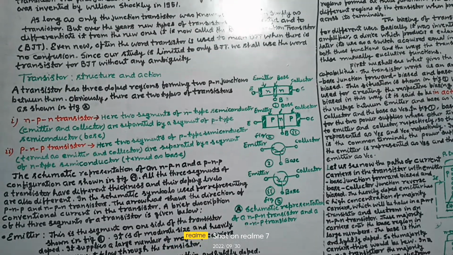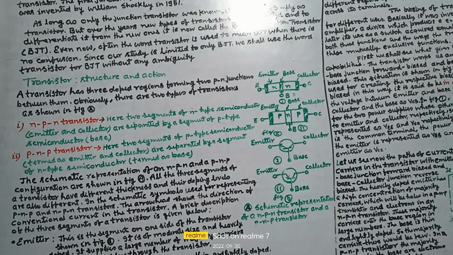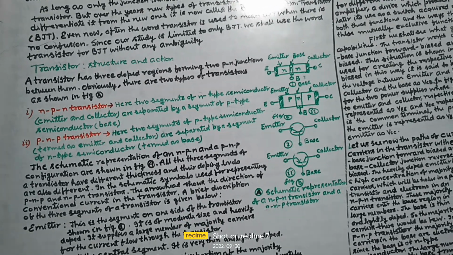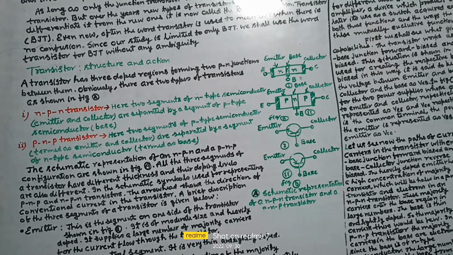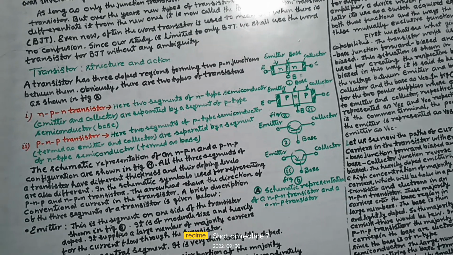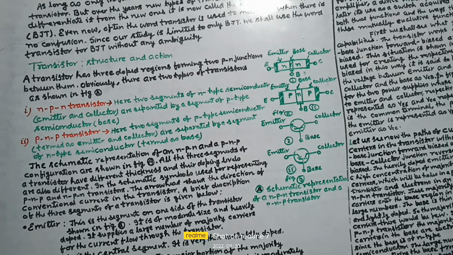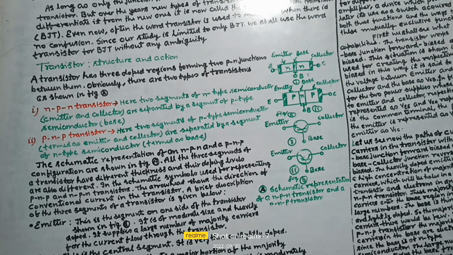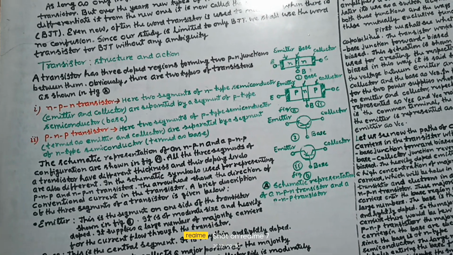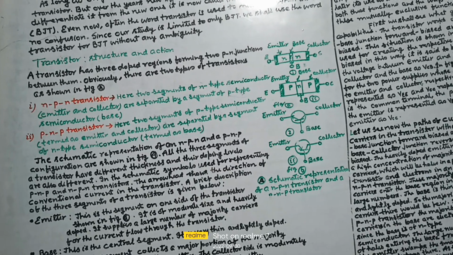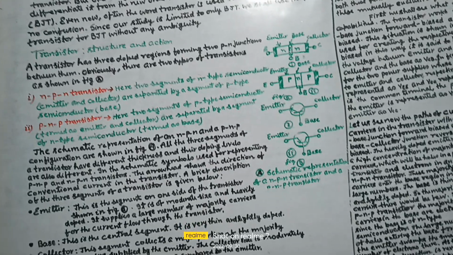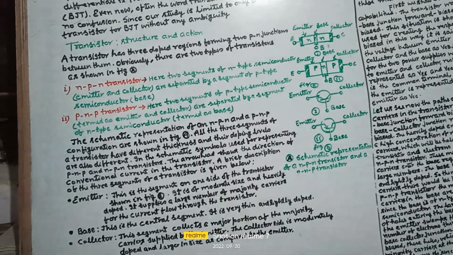All the three segments of a transistor have different thickness and their doping levels are also different. In the schematic symbols used for representing PNP and NPN transistor, the arrowhead shows the direction of conventional current in the transistor. A brief description of the three segments of a transistor is given below. Emitter. This is the segment on one side of the transistor shown in figure A. It is moderate in size and heavily doped. It supplies a large number of majority carriers for the current flow through the transistor.